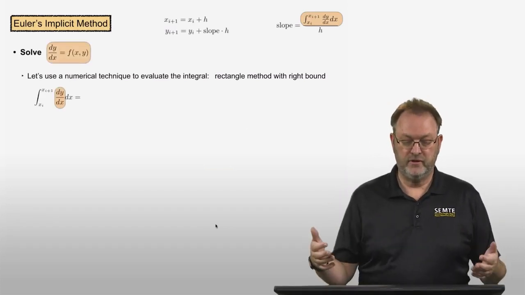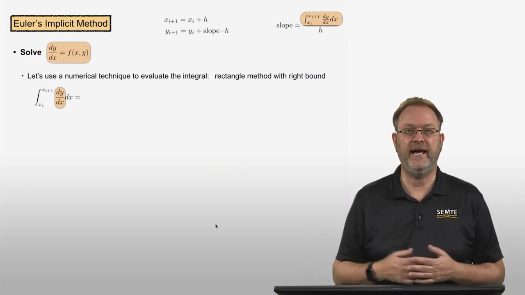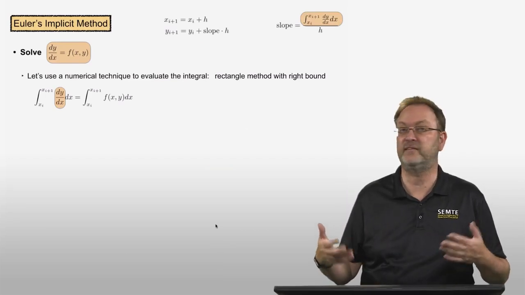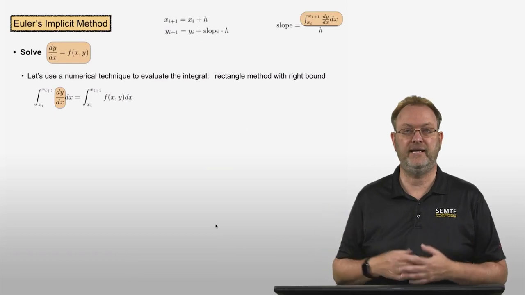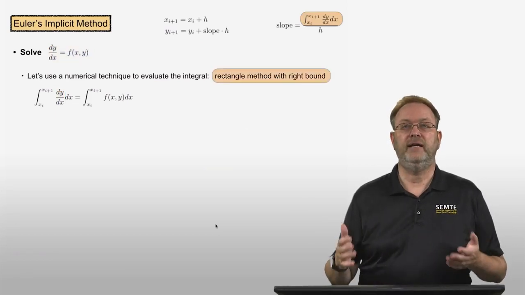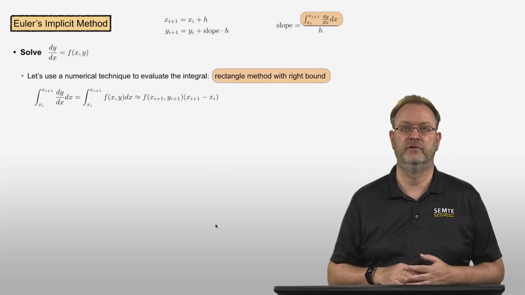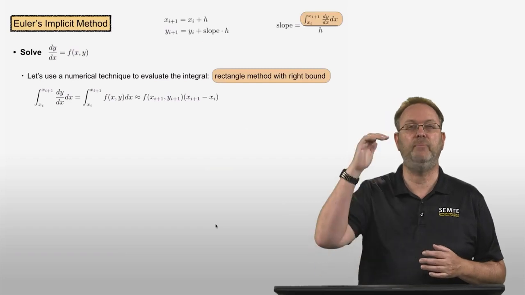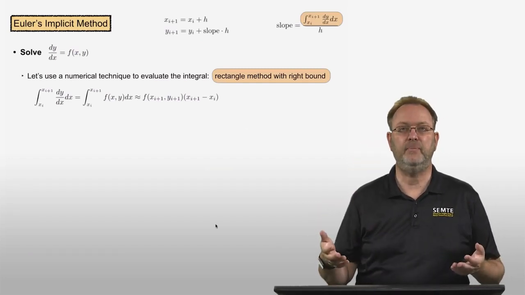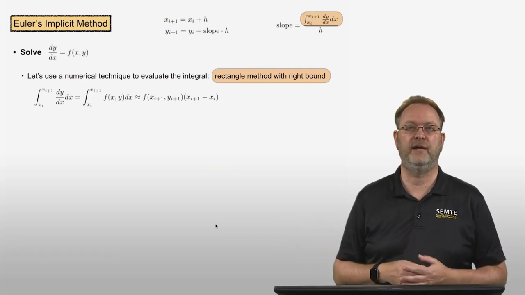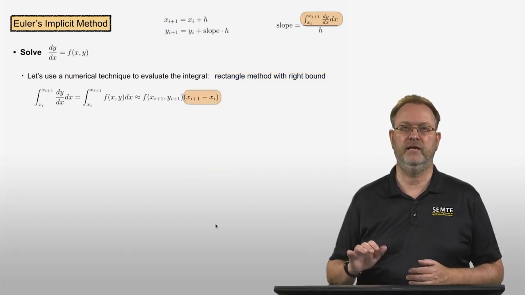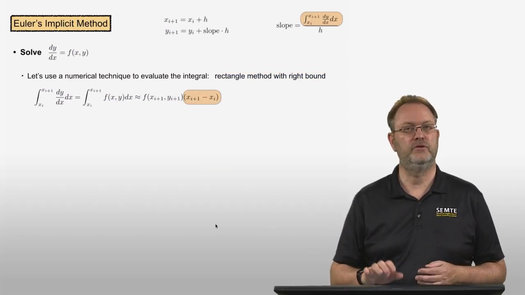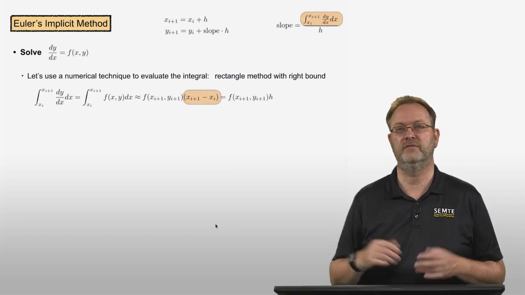So as before, the integral that we have to evaluate is of dy/dx, but dy/dx is equal to f(x,y). So we have to evaluate the integral from x_i to x_{i+1} of f(x,y) dx. We're using the rectangle method with the right bound, giving us the height of the rectangle. So that would be f, the integrand, evaluated at the upper bound of the integration at x_{i+1} and its corresponding value y_{i+1}, times the width of the rectangle, which is x_{i+1} minus x_i. If we're doing equally spaced points, that would be h.